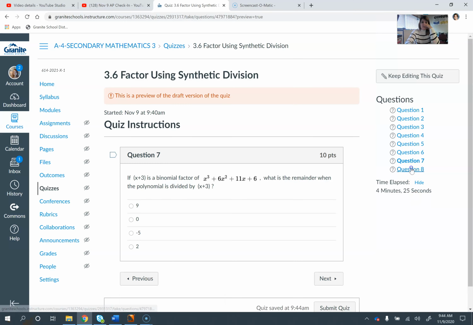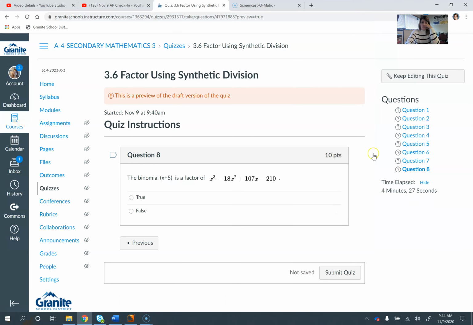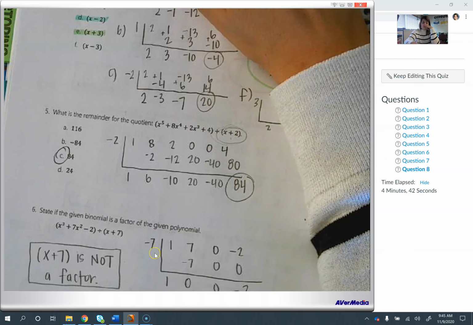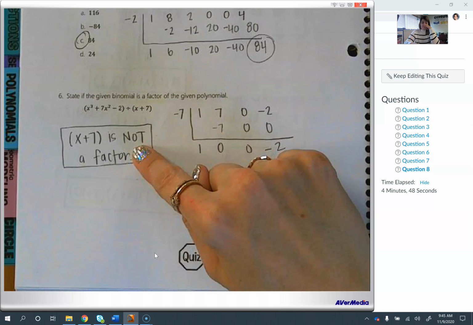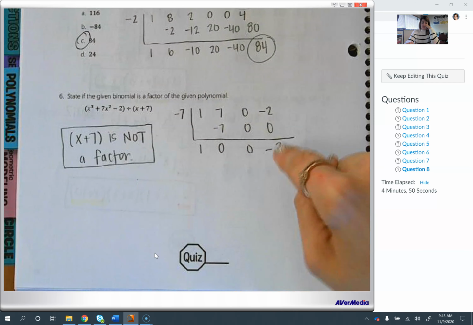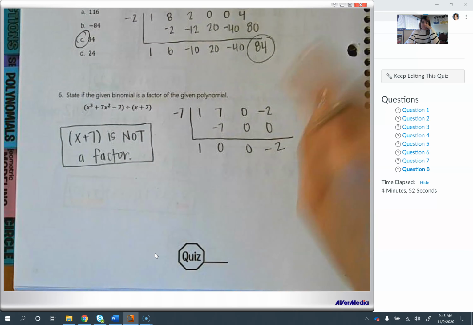And then the last question, to check if this is a factor, you're going to use synthetic division. And if you get a remainder of 0, you'll say true. And if you don't get a remainder of 0, you'll say false. So this is supposed to mirror the last question, number 6, in your notebook. So we would say false if this were the problem because our remainder was not 0.